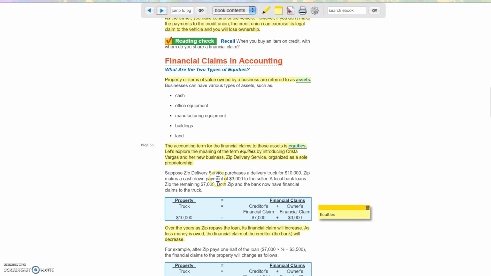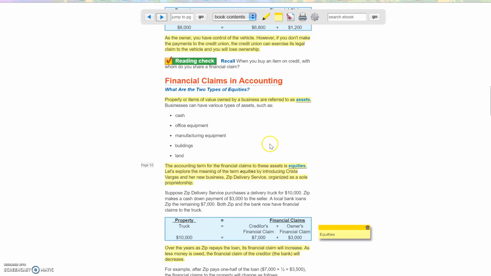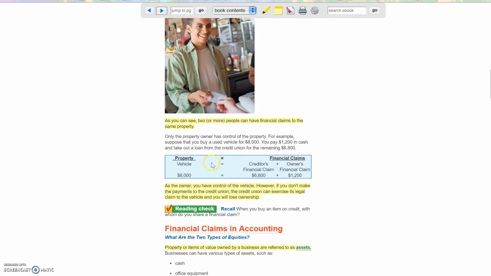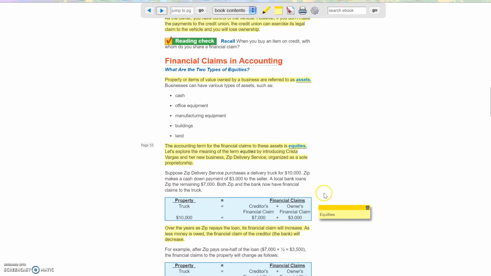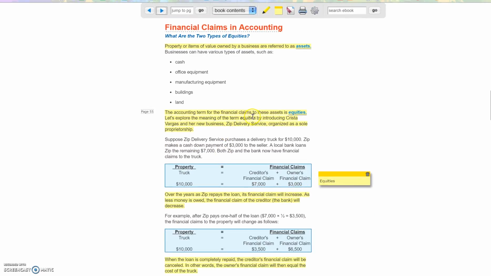The accounting term for the financial claims is called equities. So up here in our equation, these are the assets and these are the equities to those assets. We're going to look at the term equity a little bit more. We're going to have this example in the book that we'll talk about time and time again. Whenever they introduce a new topic, we're going to talk about Krista Vargas. She is a sole proprietor and her business is Zip Delivery Service.